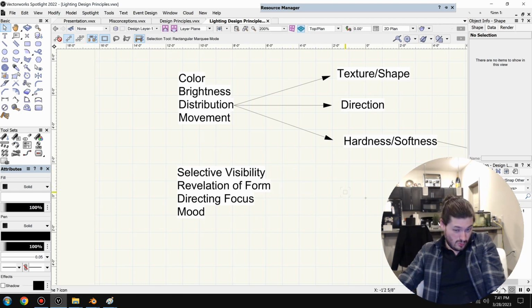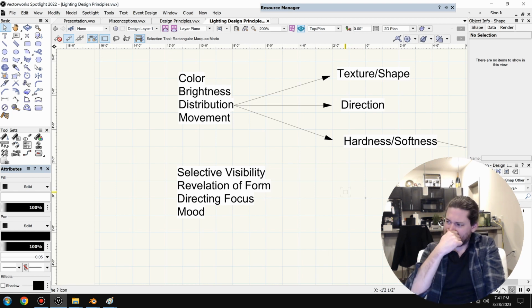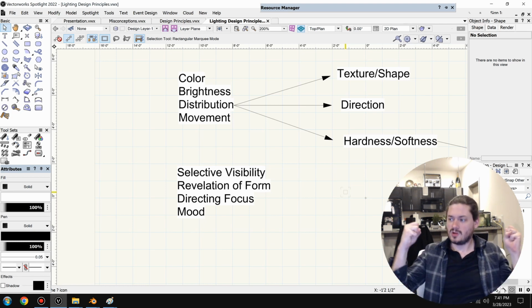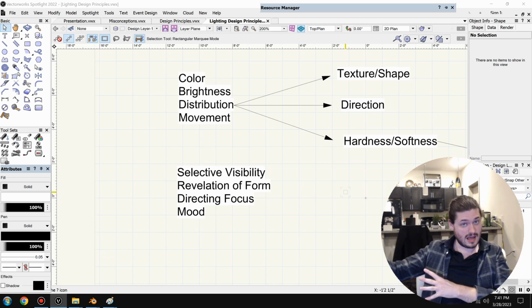Selective visibility is not as high a priority in dance, because the stage is generally more open in dance, and there isn't a need to completely take a section of the stage and say that's not what's happening right now.